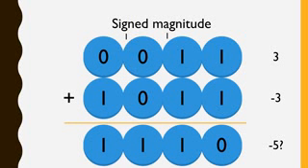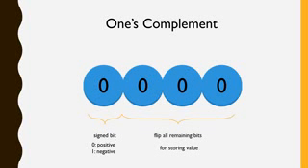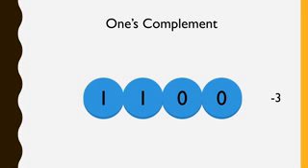We need a better approach. 1's complement takes a different approach to negative numbers. It also uses a sign bit at the beginning of a number, but does something else as well. To represent -3 in 1's complement, we flip the signed bit, then flip all bits following the signed bit. -3 in 1's complement looks like -4 in signed magnitude, but we're using 1's complement, so it is -3.